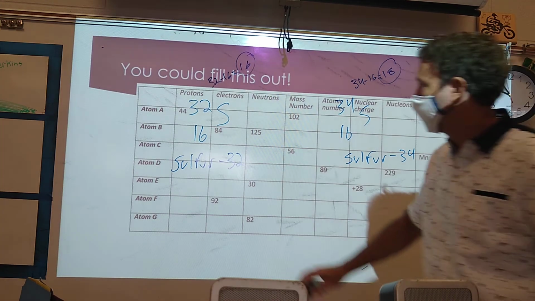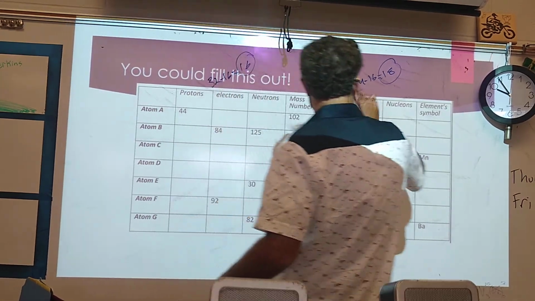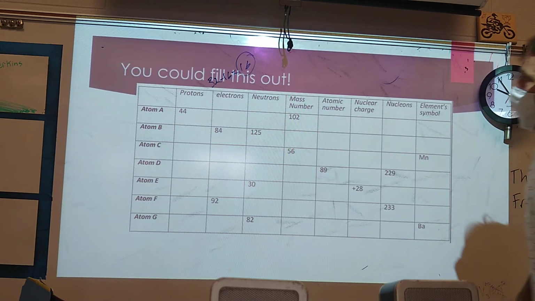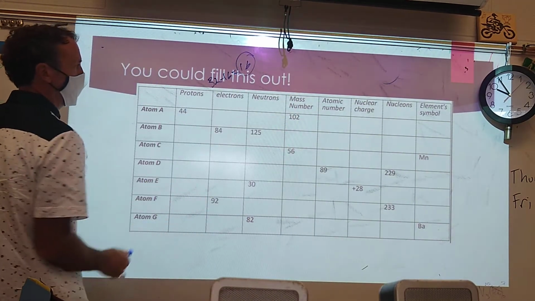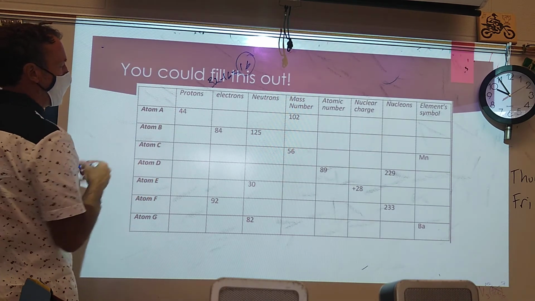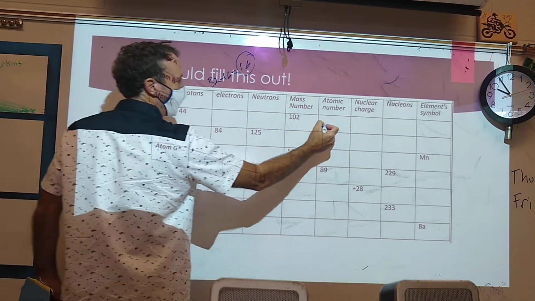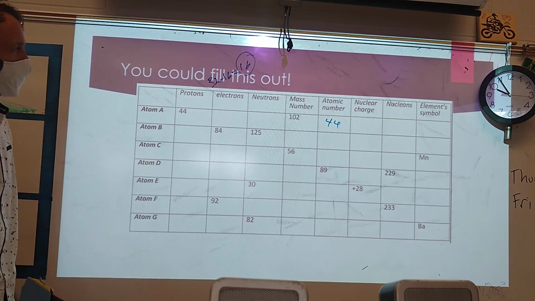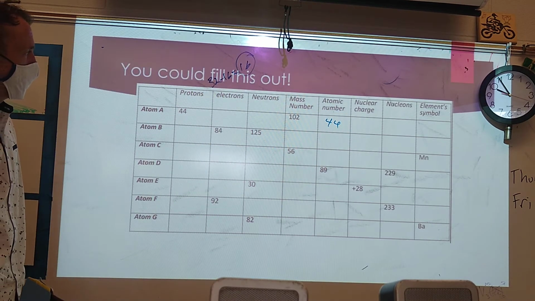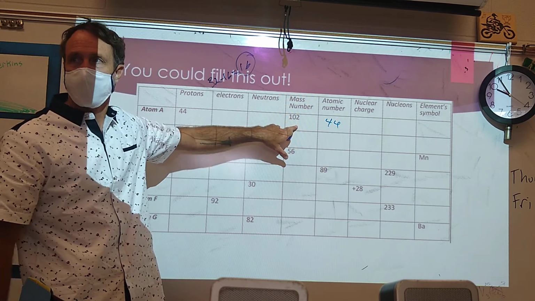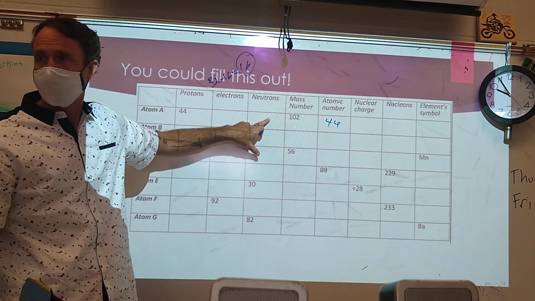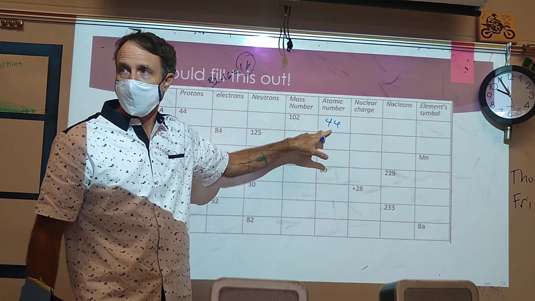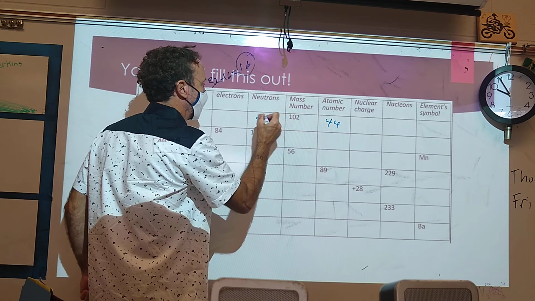Let's talk about how we would fill one of these out. People at home, you can watch too. Ready? All right. Somebody's got 44 protons, okay? That means that the atomic number is also 44, because the atomic number is the number of protons. Does that make sense? All right? If the mass number is 102, then how many neutrons do we have? 102 minus 44, right? 58.